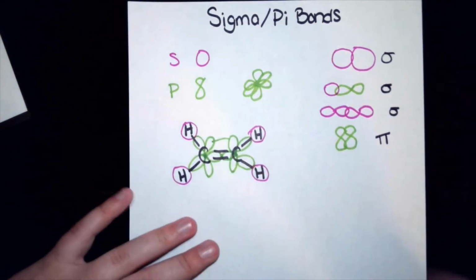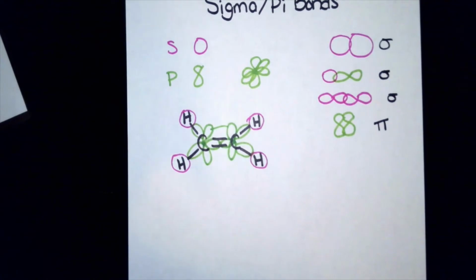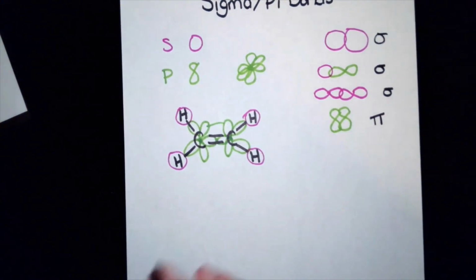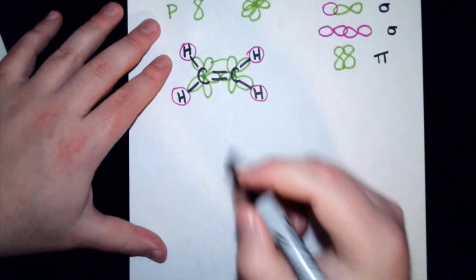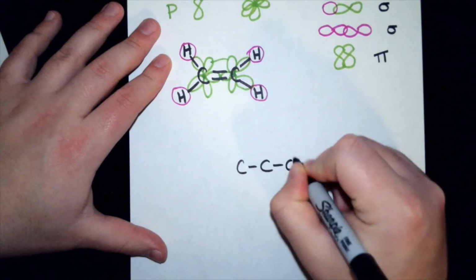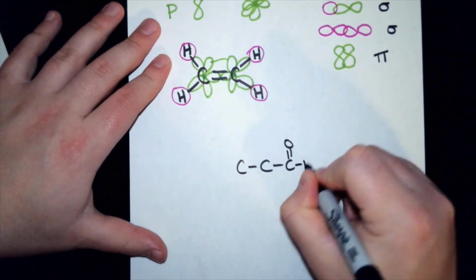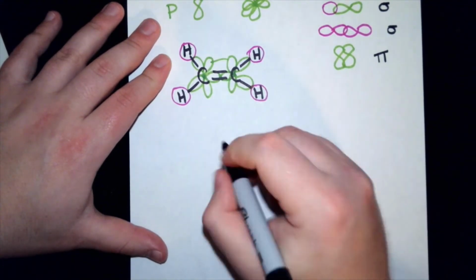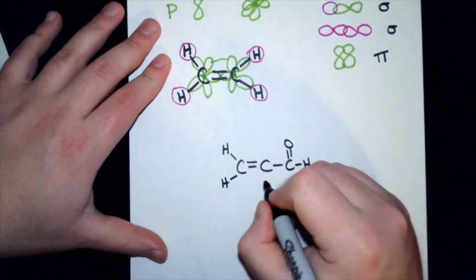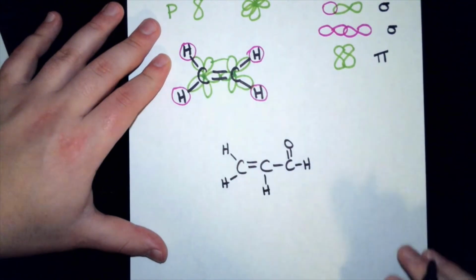Now, one thing you might be asked to do, or you will be asked to do, is identify how many sigma and pi bonds exist in a molecule. And that may sound a little complicated, but it's actually pretty simple. So let me draw a random molecule to start with.